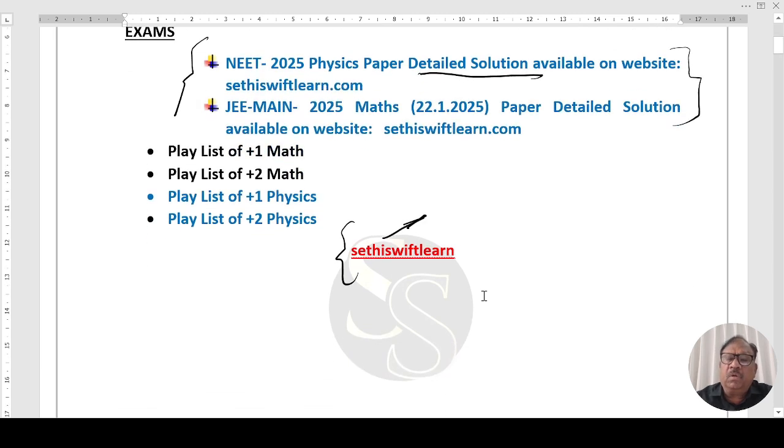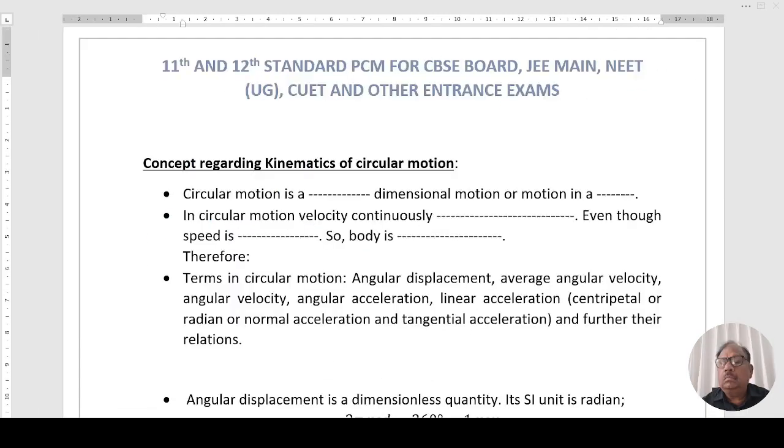Now let's start with the concept and questions. Concept regarding kinematics of circular motion. What is circular motion? Circular motion can be one dimension, two dimension, or three dimension mode. It is two dimensional motion, or you can say motion in a plane.